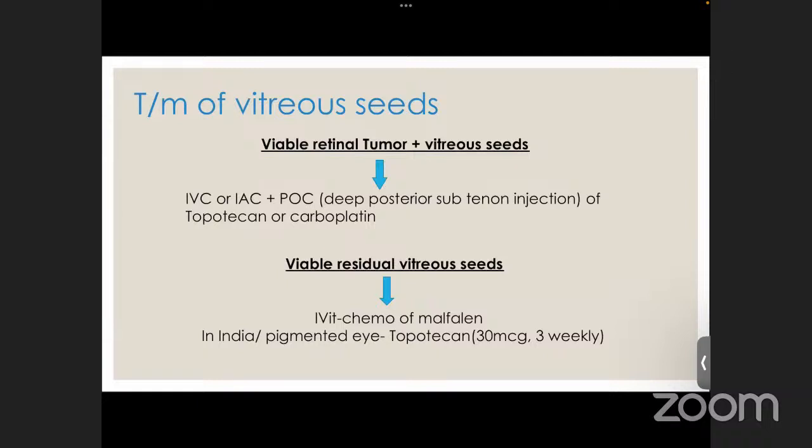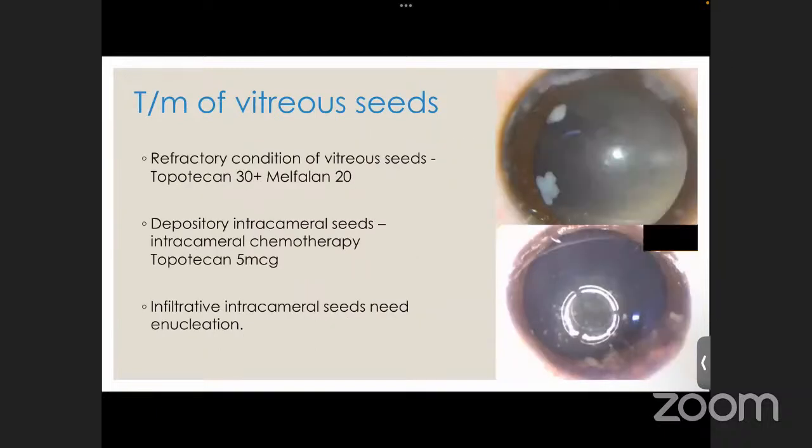Melphalan is indicated and has to be given, but in India or in the pigmented eye, this melphalan will cause RPE dystrophy, uveitis, cataract. So here, topotecan is preferred, 30 microgram 3 weekly. In refractory cases of vitreous seeds, a combination of topotecan and melphalan can be given.